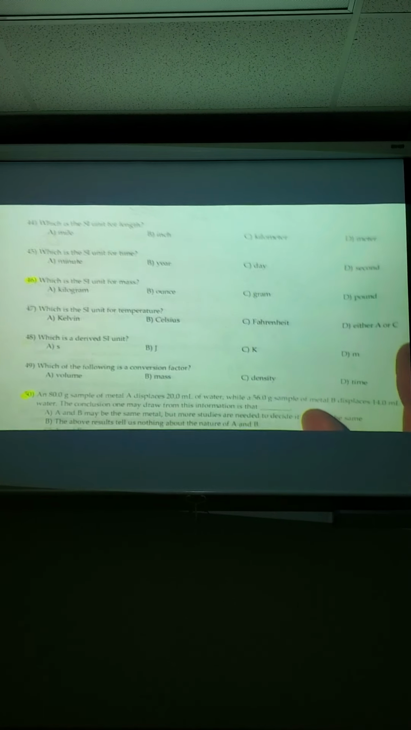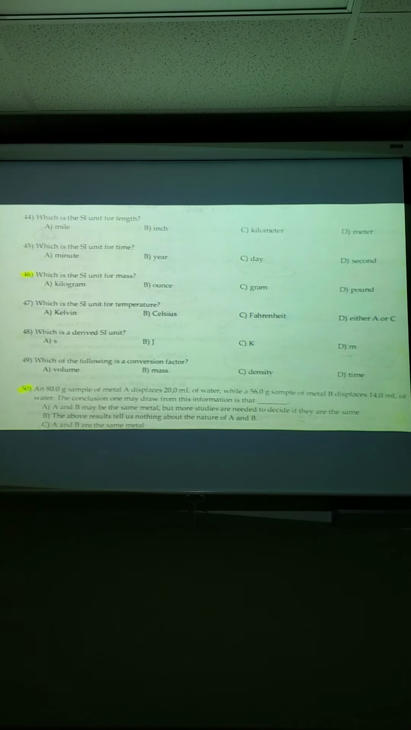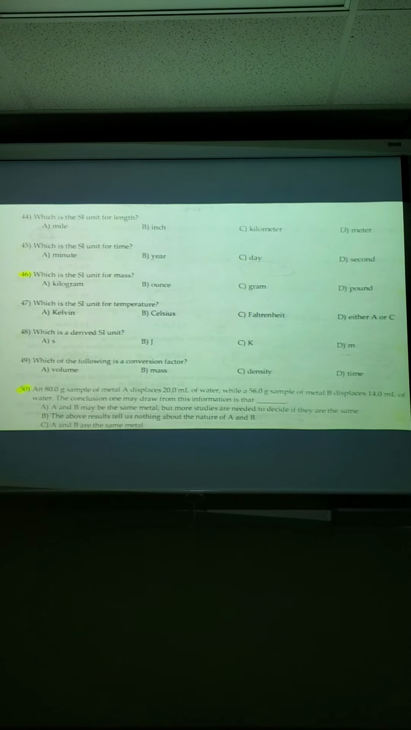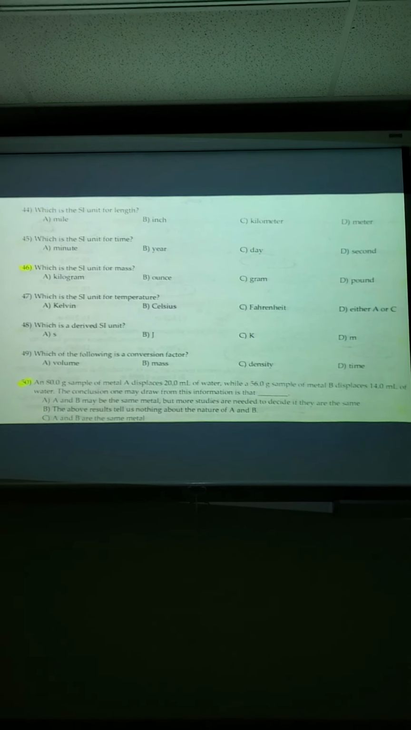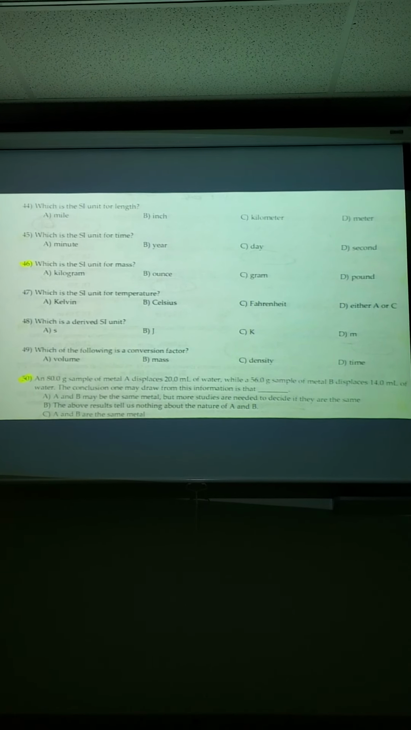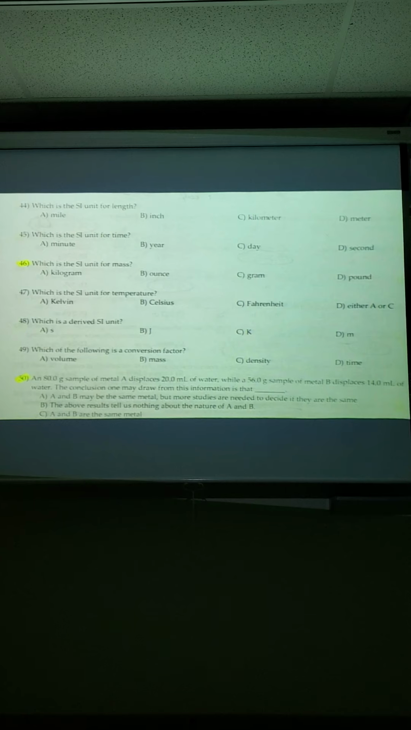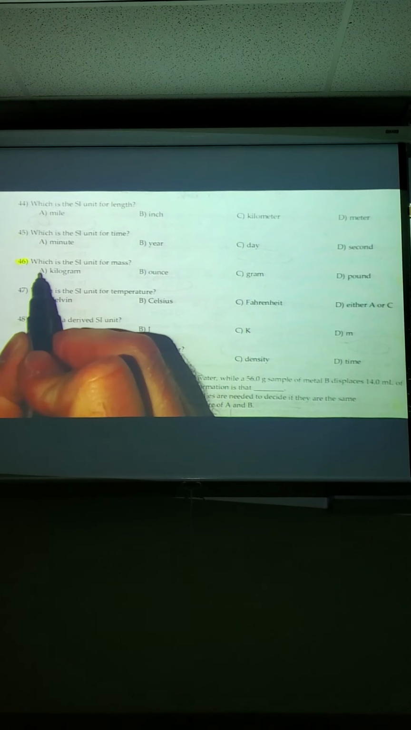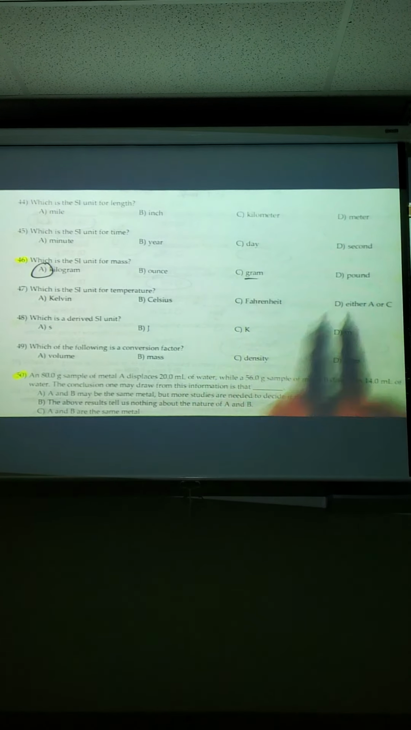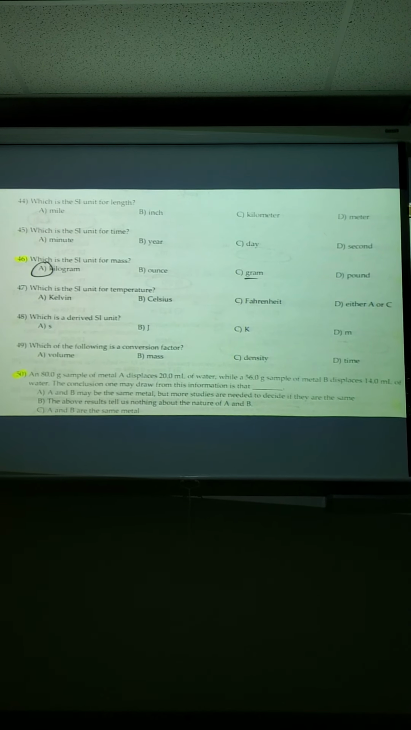All right, number 46 talks about the SI unit for mass. There are lots of units for mass that we see in chemistry. Most of them are grams. Grams are small, and things measured in the world are usually in kilograms, which is the SI unit. We tend to convert to grams quite a bit in class. But if you look in the notes, there's a table that tells you all the SI units, kilogram being the one for mass. And that solves that one.